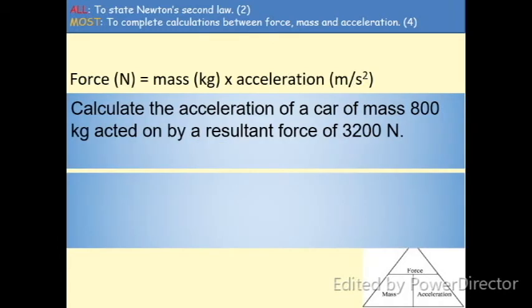Here's an example for you to try. Calculate the acceleration of a car with the mass of 800 kilograms acted on by the resultant force of 3,200 newtons. Pause the video and give it a try.